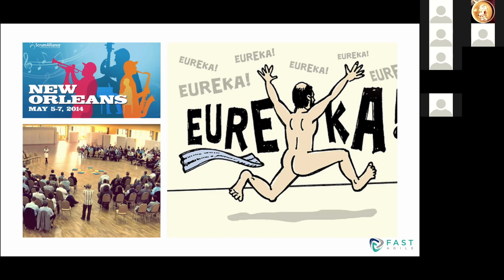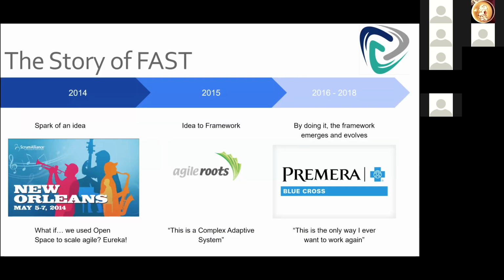Why don't we use OpenSpace as a way to scale Agile? And I got very excited. And that idea just stuck with me, and I couldn't let it go. So that was 2014. By 2015, I kind of put a framework together, and I presented it at Agile Roots Conference, which is in Utah, and it's called Agile Roots because that was where the Agile Manifesto kind of came to life in Utah.